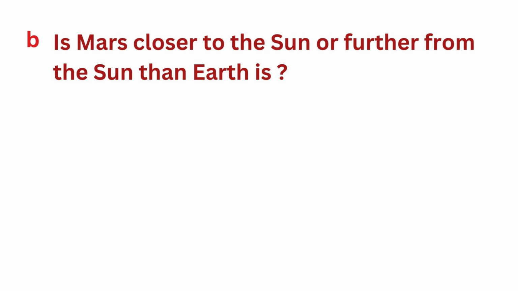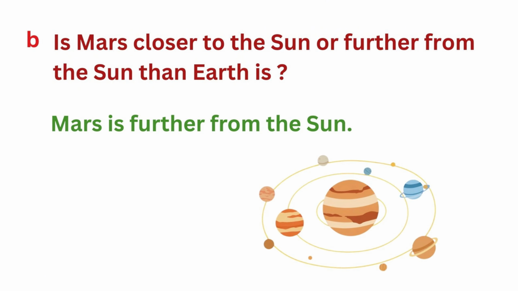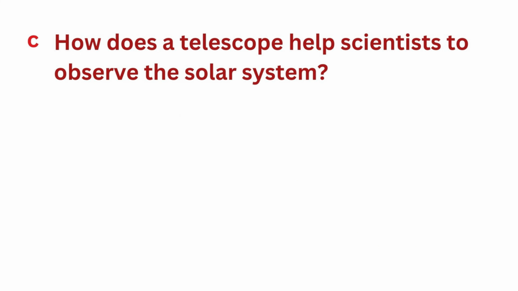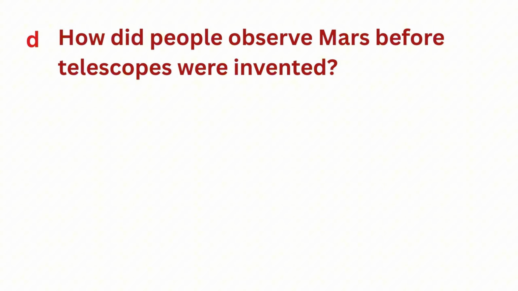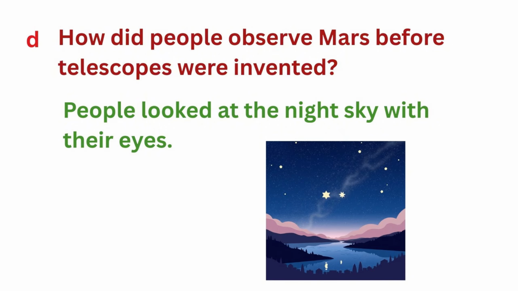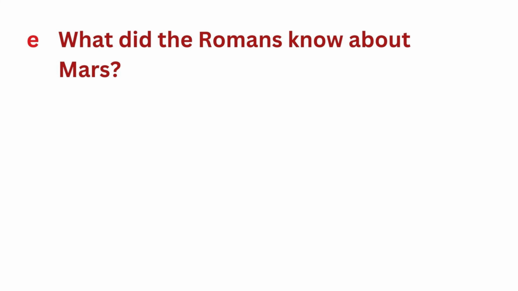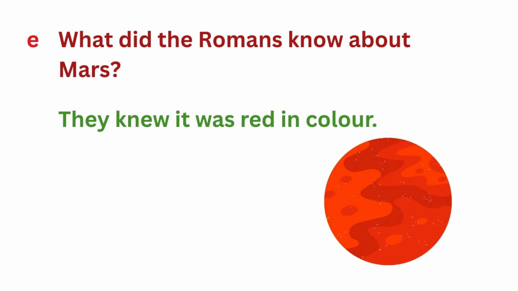B. Is Mars closer to the Sun or farther from the Sun than Earth is? Mars is farther from the Sun than Earth is. C. How does a telescope help scientists to observe the solar system? A telescope magnifies everything. D. How did people observe Mars before telescopes were invented? People looked at the night sky with their eyes. E. What did the Romans know about Mars? They knew it was red in color.